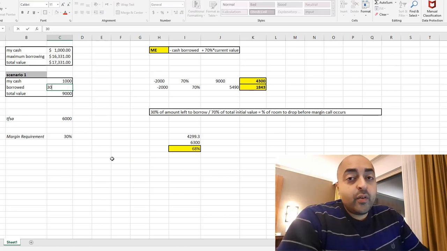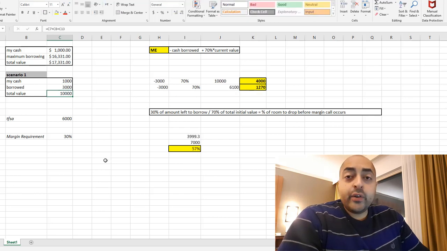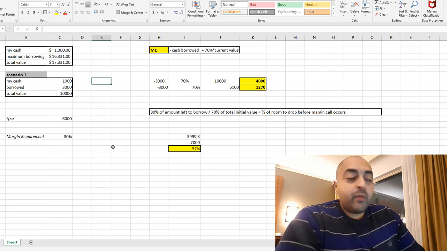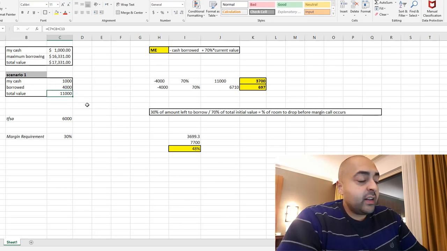And I'm going to be able to confirm everything once I get the account up and running and start using it. So if I borrow $3,000 and I fund $1,000, I would need the stock to drop 57%. So if I put in $1,000 and I borrow $4,000, I would need the whole portfolio, TFSA plus margin account, to drop 48% before I'm placed in a margin call.